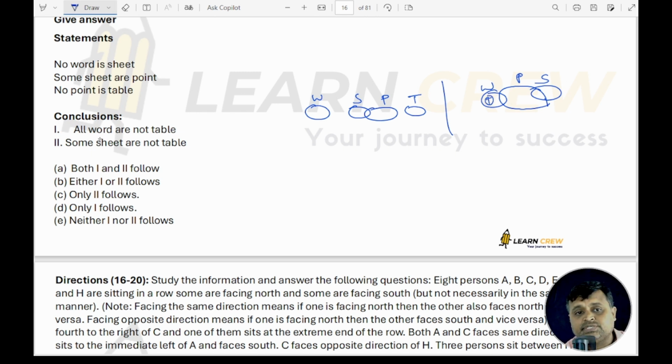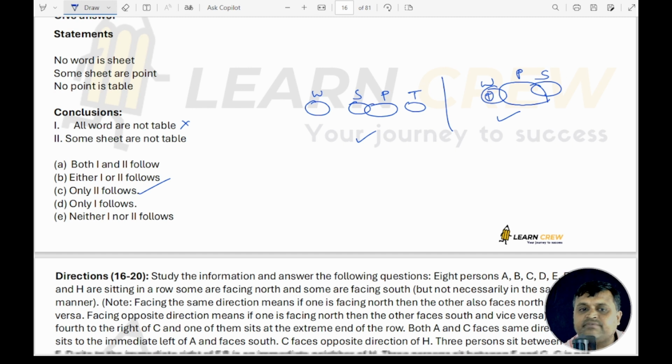Now the first question. All words are not table is wrong, because there is connectivity between these two. Second one, some sheets are not table. Here it is true. Here also it is true. So what is the answer? Option C. Second one follows.